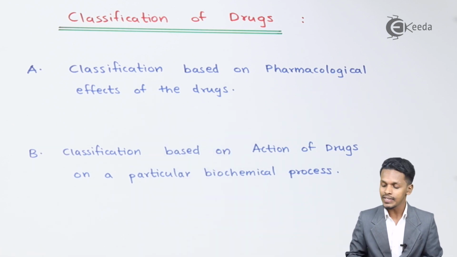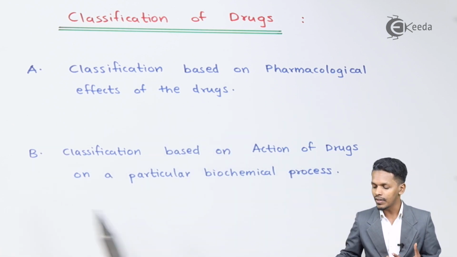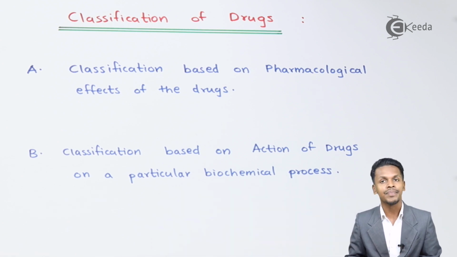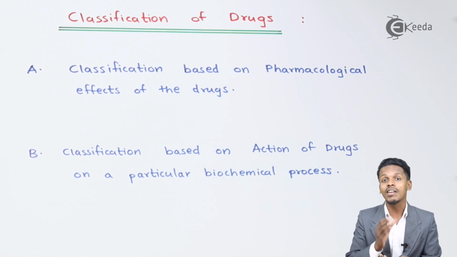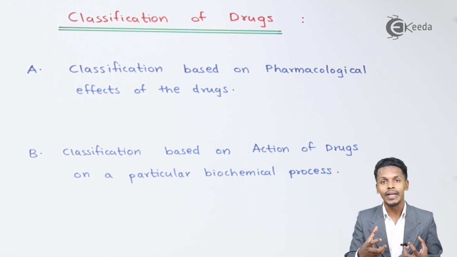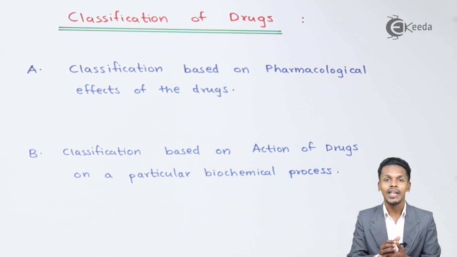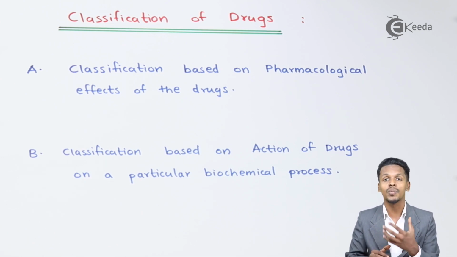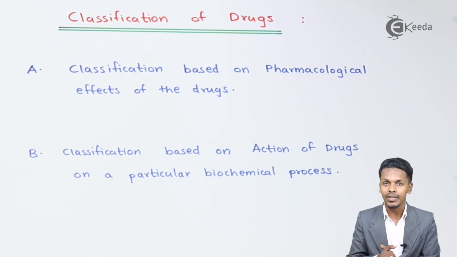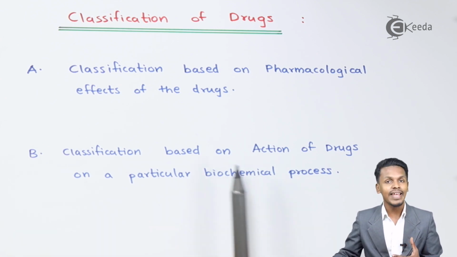So talking about the next one, that is classification based on the action of drugs on a particular biological process or a particular biochemical process. In this case, the drugs are disease oriented, and they are affecting the central nervous system, because most of the functions in our body are controlled by the central nervous system, and that's the reason they can act on it. For example, tranquilizers, or any narcotic drugs. Therefore, they are classified in this category.